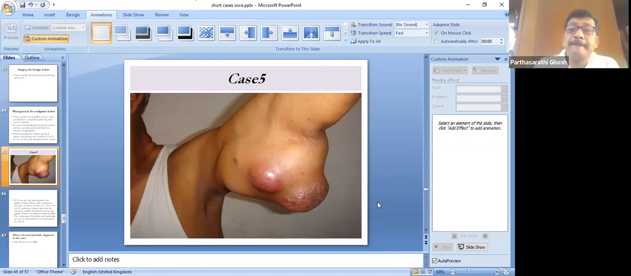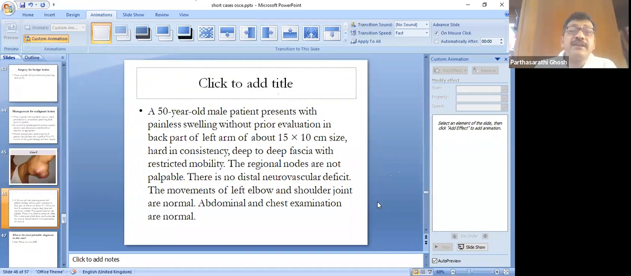Yes. Now, it is a 50-year-old male patient with a painless swelling without prior evaluation. He hasn't been evaluated anywhere else. This is the most common presentation in this type of swelling. It is in the back part of the left arm, approximately 15 by 10 centimeters in size, hard in consistency, deep to the deep fascia with restricted mobility on contraction of the muscle.